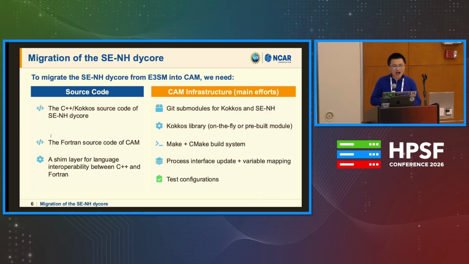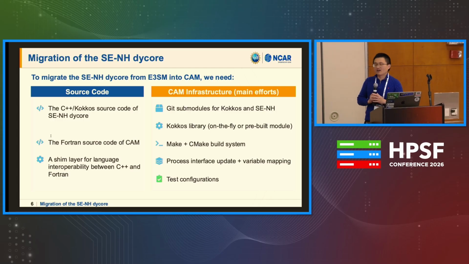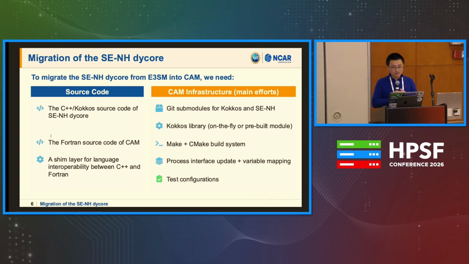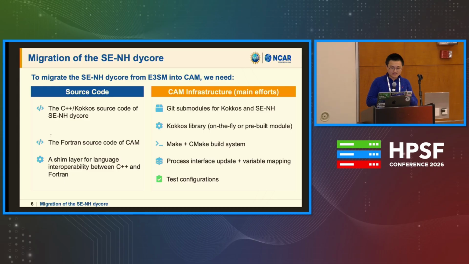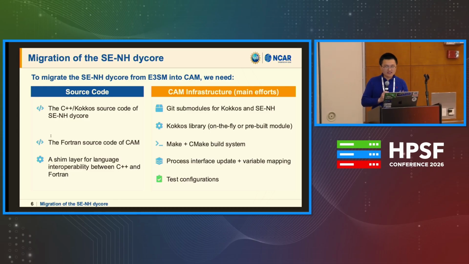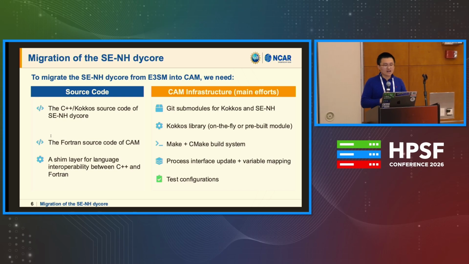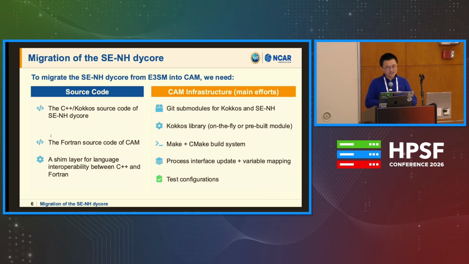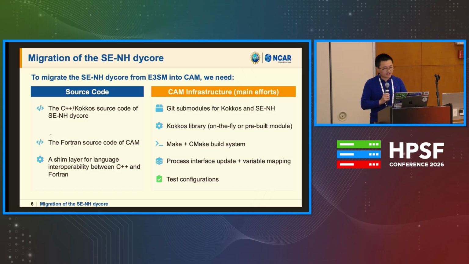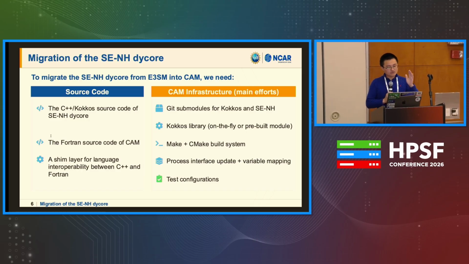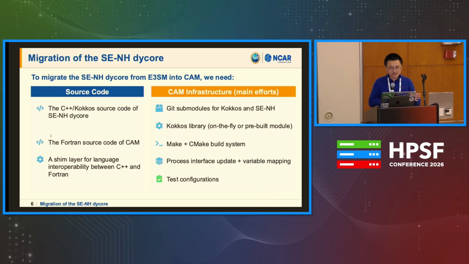So first of all, how we migrate the SENH dycore. To do so, we need 2 major pieces. First, the left column shows we need the source code. By source code, I mean we need the Kokkos source code for the SENH dycore. We also need the Fortran source code of the CAM model, obviously. But we also need, as I think the previous 2 talks have introduced, to handle the language interoperability between C++ and Fortran.